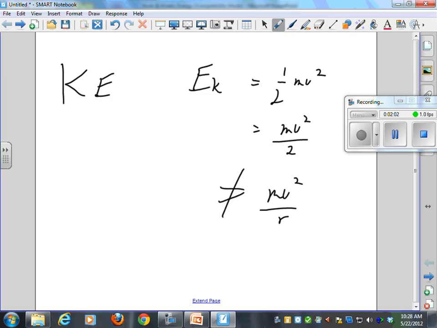It's important to notice that the speed is squared, so that if the speed of an object is doubled, its kinetic energy is quadrupled. And I'd like you to highlight that, please. If the speed of an object is doubled, its kinetic energy is quadrupled. And why is that? It's because of the mv squared. Because the v is squared. When you double the speed, you quadruple the kinetic energy.